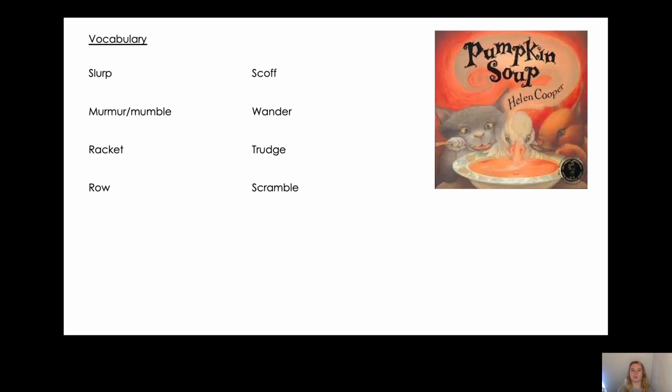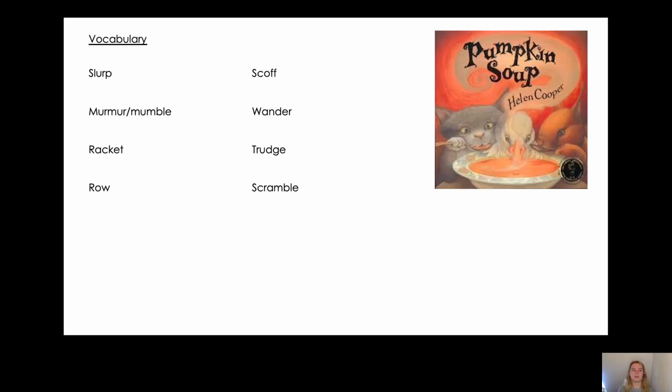Okay, number 2, we've got scoff. Now, if you scoff something, you eat it very, very quickly. So you could scoff your dinner because it's nice. You could scoff some chocolate. You could scoff some cake. Okay, lots of different types of food that you could scoff. Eat them really quickly because they're yummy.